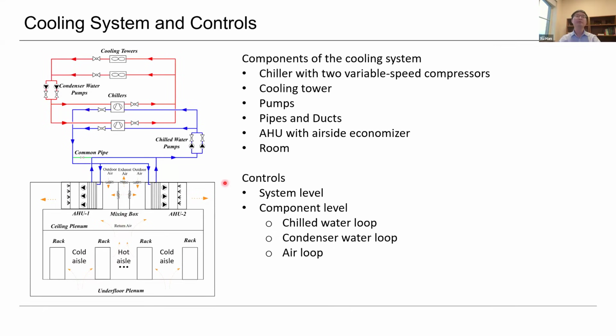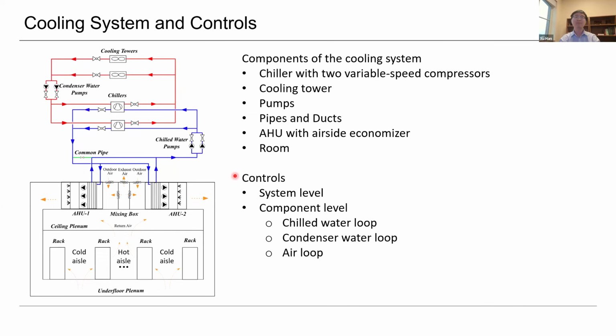Okay, and so initially, when we built the mathematical models for such a system, the first step was we identified all the components needed. For example, of course, we need chiller, right? Chiller, cooling tower, water pumps, pipes, AHU, and rooms, right? So we need all these components. And we also need some controls, right? We extracted all the very detailed control logics. So we need to implement those control logics, right?